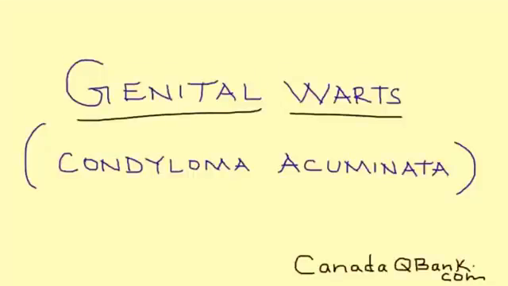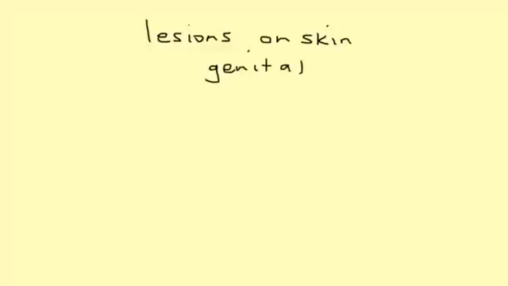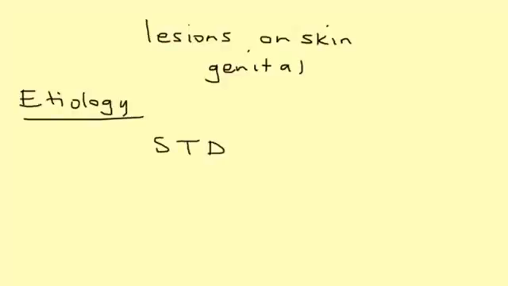Genital warts, or condyloma acuminata, is the topic. Essentially what we're talking about are these lesions on the skin, and for the most part in the genital area, although they can also appear in the mucous membranes. Now, the cause or etiology is rather important. These are sexually transmitted. It can definitely be thought of as an STD, and they're transmitted via skin-to-skin contact.